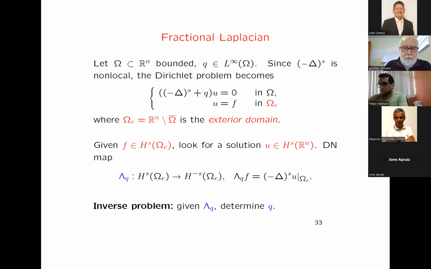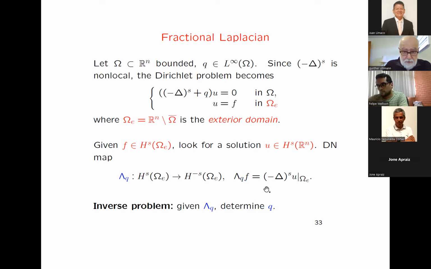So what is the problem in this case? We cannot give directly Dirichlet data and Neumann data, because the solution will be singular at the boundary, but we can give exterior data. So this problem is well posed. Omega E denotes the exterior domain. And then the Dirichlet to Neumann map, the S is between 0 and 1 here. It's always fractional. And maps H^S to H^-S, it is just given by the fractional Laplacian applied to the exterior.